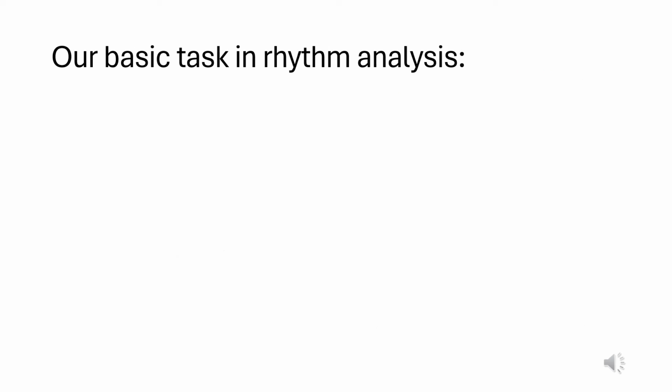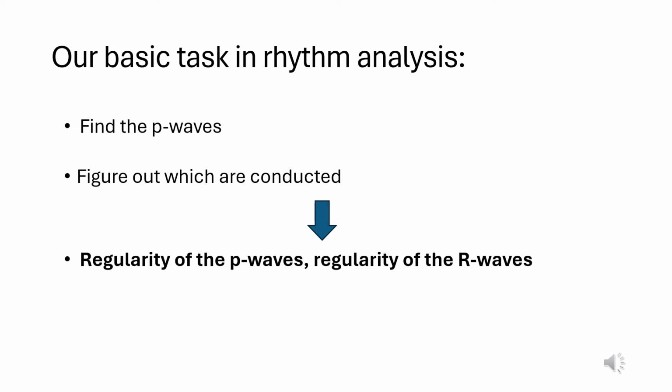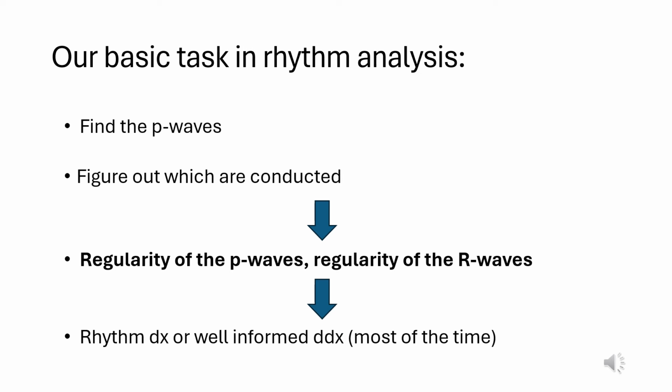When you get down to it, our job in analyzing ECG rhythms with blocked P waves can be pretty simple. Find the P waves, then figure out which ones are conducted, and figure out which ones aren't. If you can do this, then you can often make rhythm diagnoses based on the regularity of the P waves and the QRS complexes. And if you can't, you can at least discuss the ECG intelligently with cards.